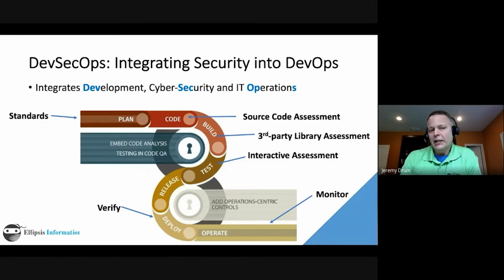To start, we have this term DevSecOps, which is really an amalgam of these, of course, acronyms. It's information security, right? So we'll have to have a minimum of 25 acronyms today. And it stands for development, cybersecurity, and IT operations. And it takes the letters from each of those and combines them together.